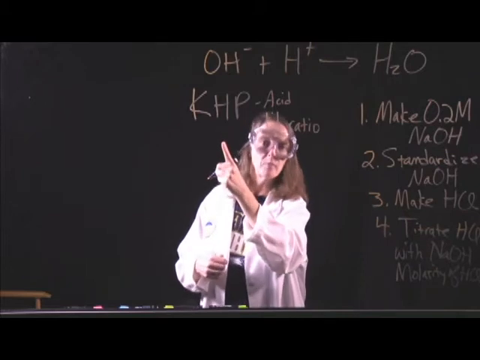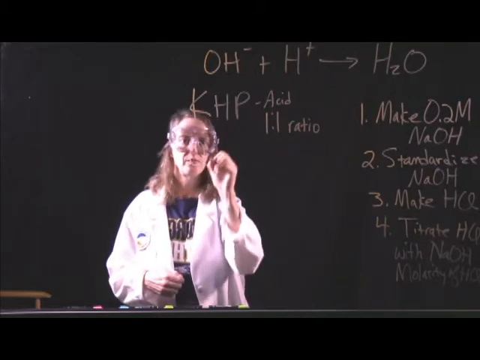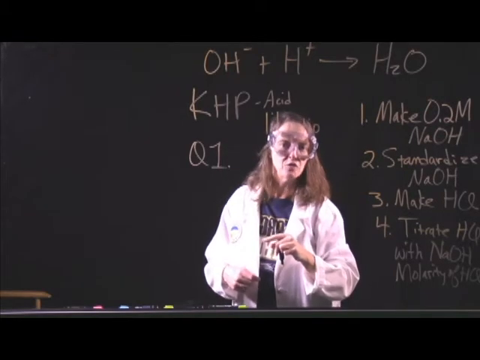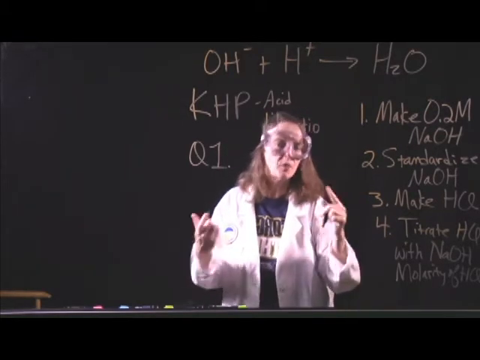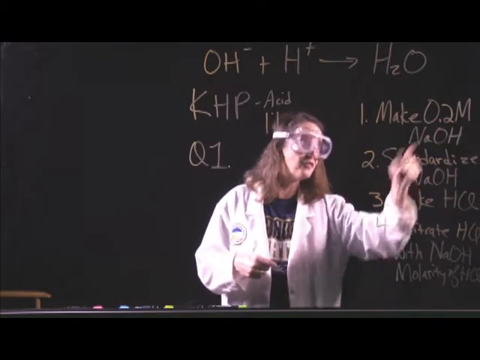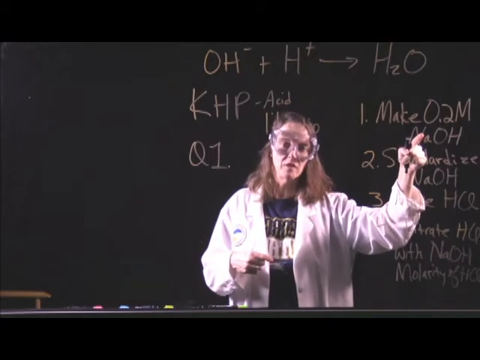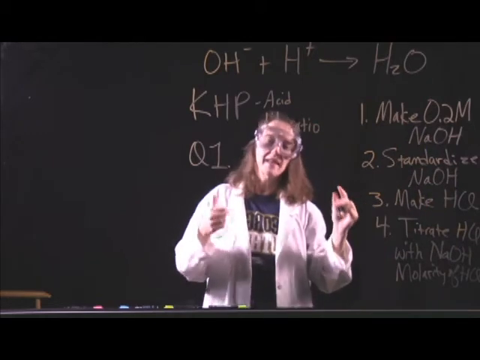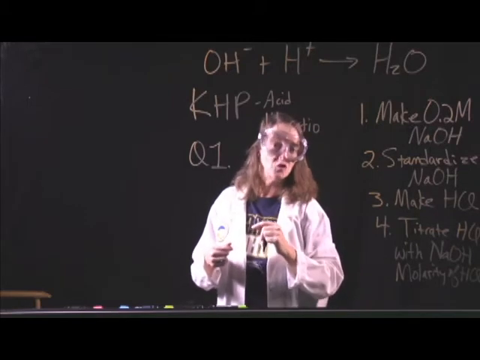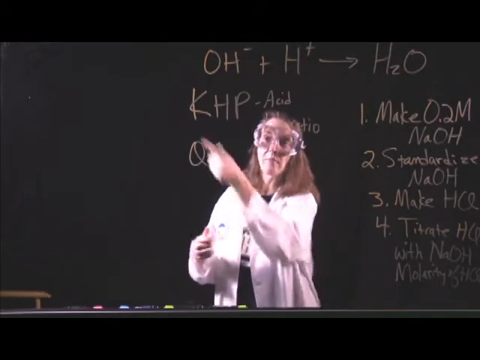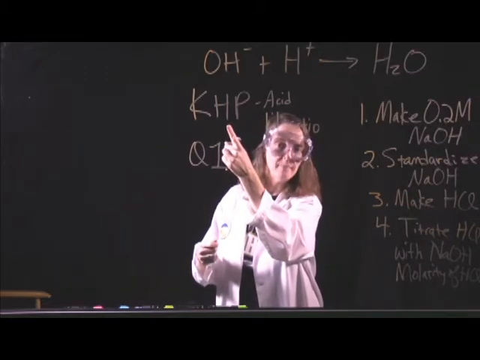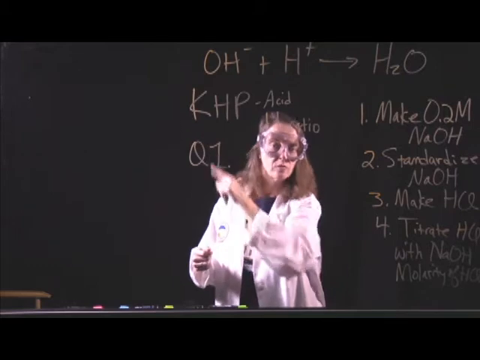Now, question number 1 in your lab manual asked you how much KHP you should weigh out in order to use approximately 20 milliliters of solution from your burette of this particular solution that you've made of sodium hydroxide. To think about this, KHP is a solid acid. You're going to weigh that out. So you know how much all of this weighs. And the molar mass of KHP is given in your lab manual, so you can find the number of moles.